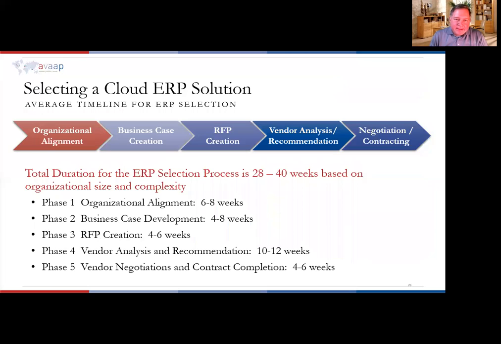So selecting a cloud ERP process overall takes 28 to 40 weeks, and you'll see phases 1, 2, 3, 4, and 5 here. Depending on the size of the organization, and how much of this work you may or may not have already done, that would dictate exactly how long something will take. But somewhere between 28 and 40 weeks, so you can calculate that out between 6 and 10 months, is what a typical cloud ERP selection process would take.